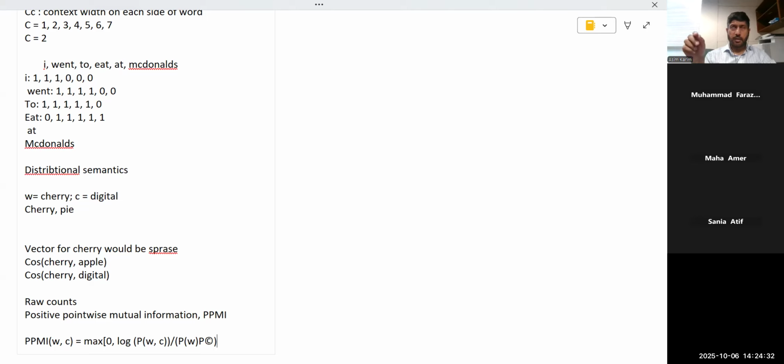ठीक है? So this is the positive pointwise mutual information. So log जो मैंने लिखा है वो PMI है. हमने यहाँ positive PMI यूज किया. So negative value discard कर दिया. In other words, negative value 0 कर दिया. So instead of the vectors of counts, you can use the vectors of PPMI. ठीक है?